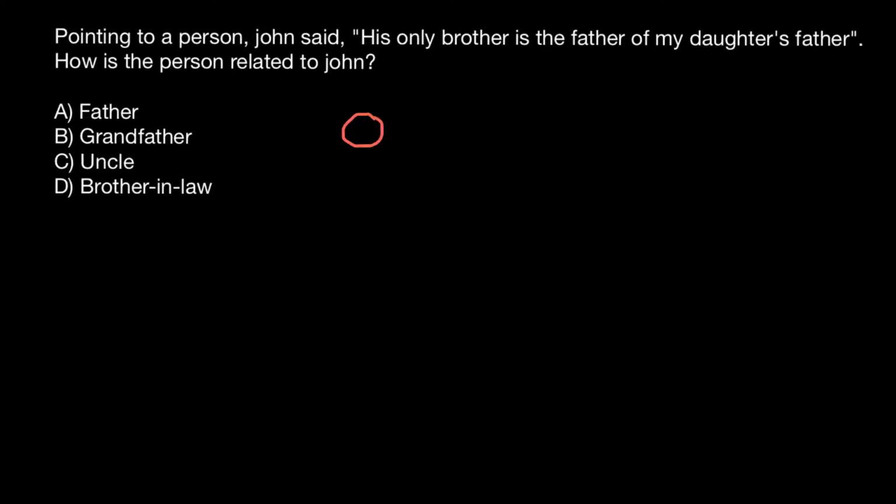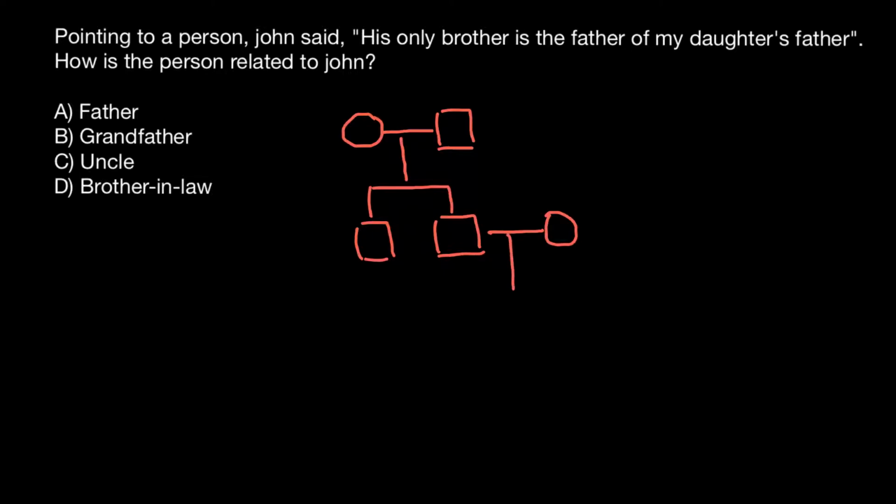So here we have one couple, and that couple has two sons, and one of the sons is married. They have a son, and that son is also married, and they have a daughter.